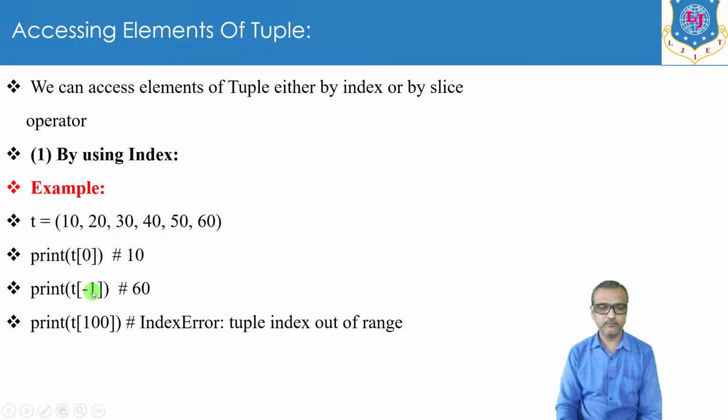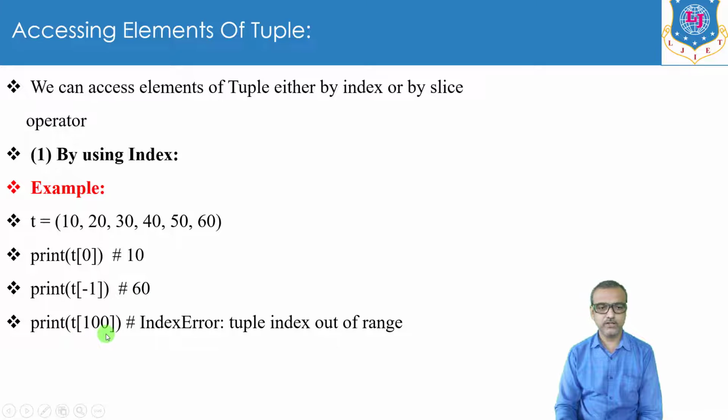Print of t of minus 1. So minus index will start from right to left. So the index of this 60 element is minus 1. Index of this 50 element is minus 2 and so on. So print of t of minus 1 will give us the value 60. So the output of this print statement is 60.